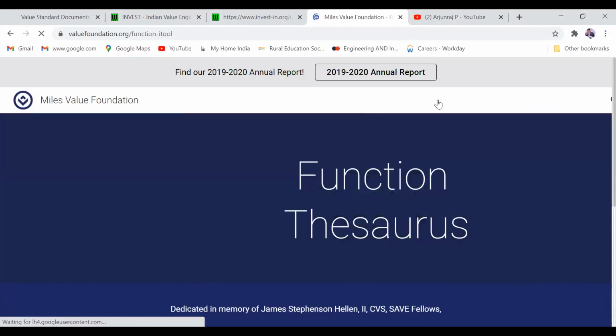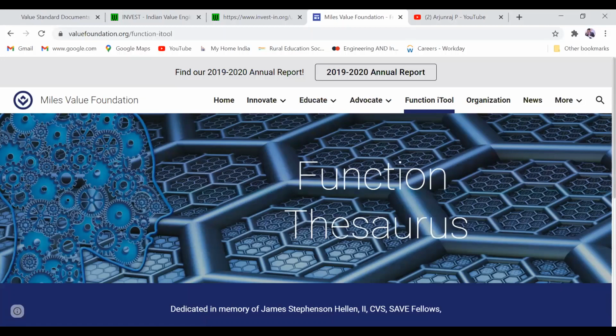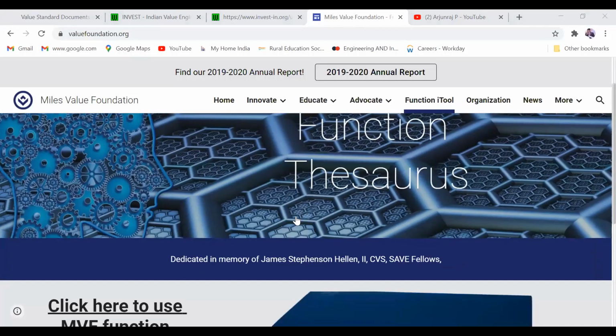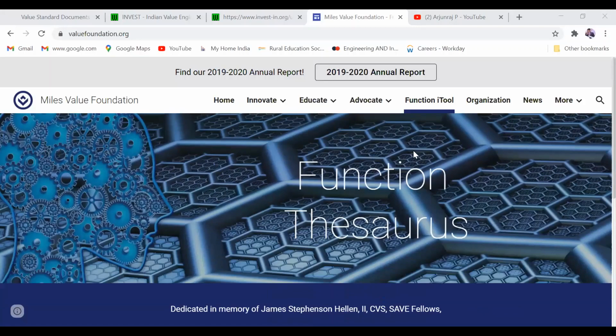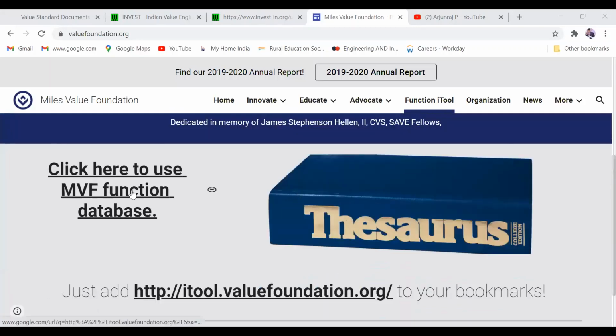So you go to the function iTool. This is quite interesting. Okay, go to the function iTool. You have the thesaurus. Okay, so this is very much important. You see this. You have to click the database.